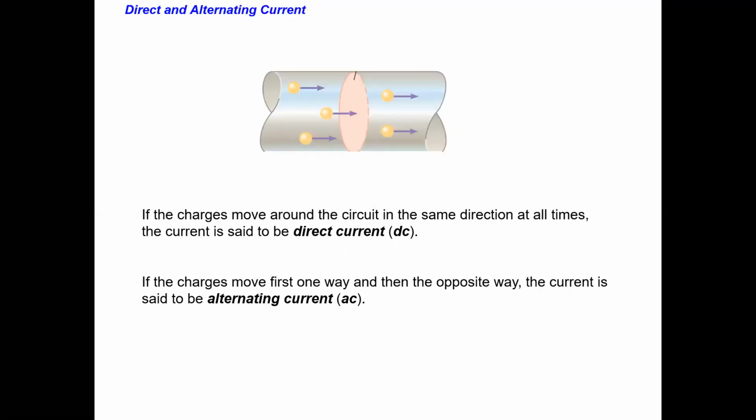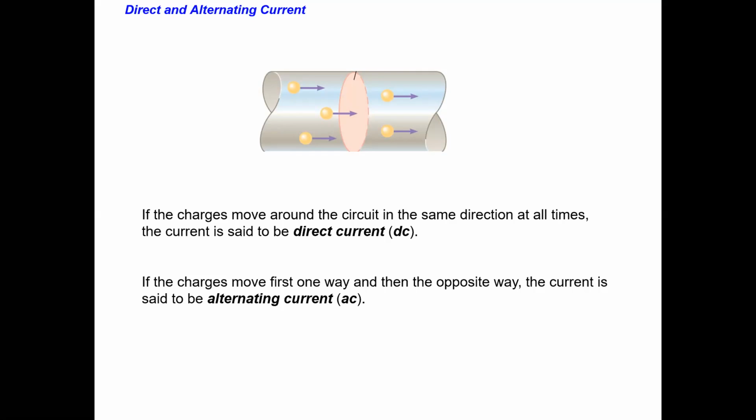So if the charges are always moving in the same direction, that's what we call direct current. This is the current that we would see from regular batteries, your double A's, your C's, your 9 volts. This is also what we would see with a car battery. Now, on the other hand, if we're plugged into a wall outlet, what we have is alternating current. And that's current that basically flips back and forth. It'll be moving in one direction and then the other, and one direction and the other.